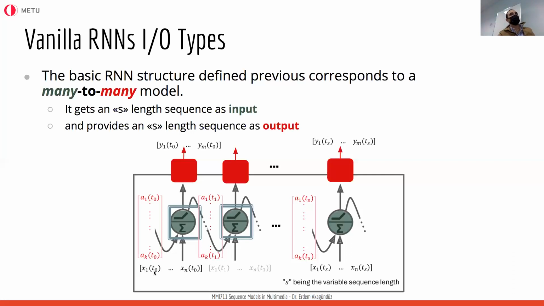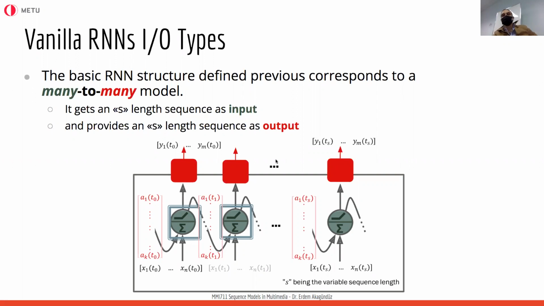So this is x at t0, this is x at t1, this is x at ts. In this case, it is not s the sequence length in this figure, because it starts from 0 to s, which will make it s plus 1, guys, by the way. This was a mistake in the figure. And again, I have t0, which means I'm feeding multiple different inputs. I'm getting multiple different outputs.